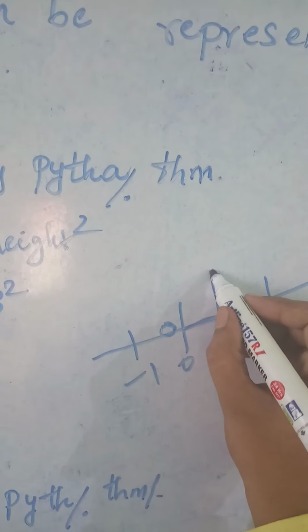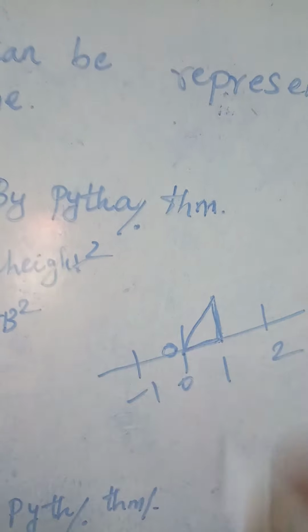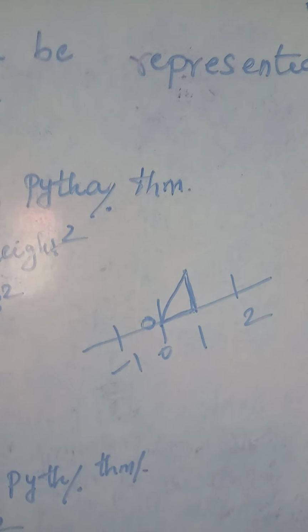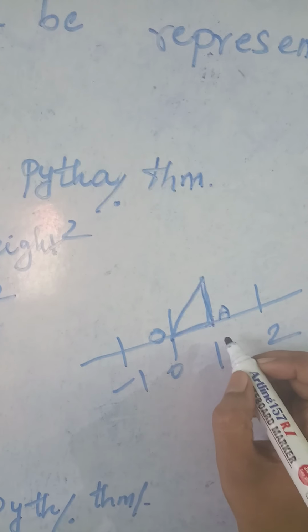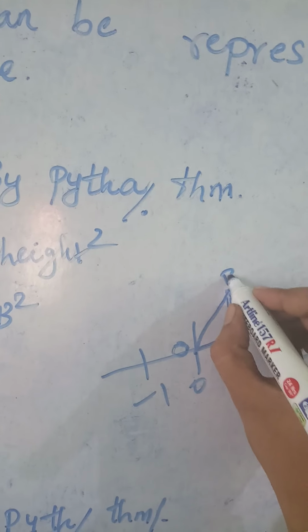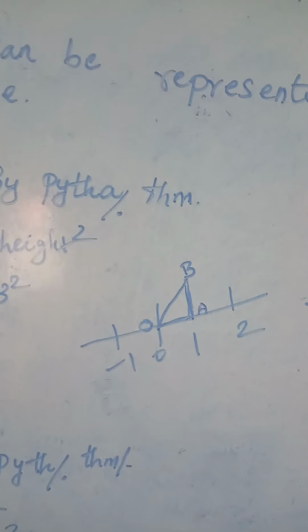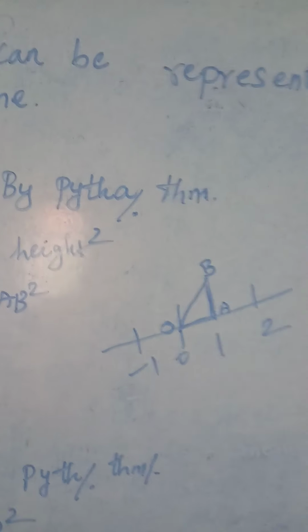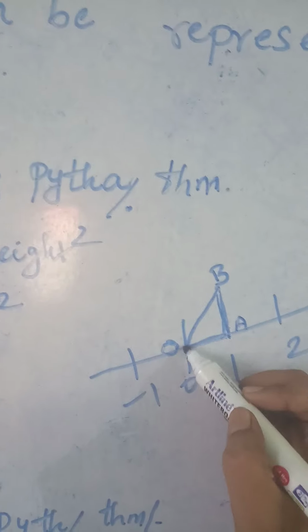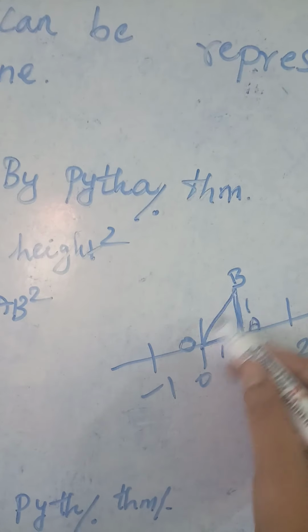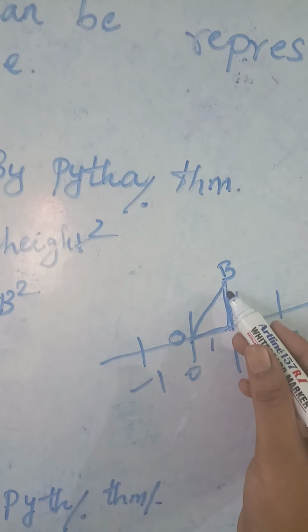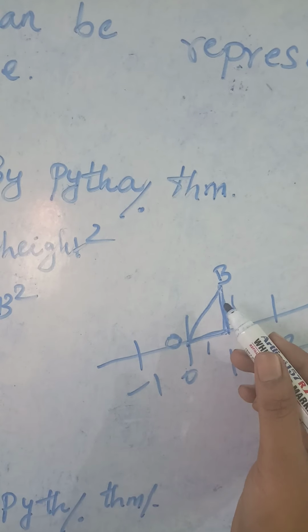Now I am going to join this. Understand, children? Now I am giving the name A to this point, and for this one I am giving B. Now I formed the right angle triangle. So what is the value of this OB? We know this is 1 unit, this is 1 unit. But we don't know the value of OB. How can we find this OB?